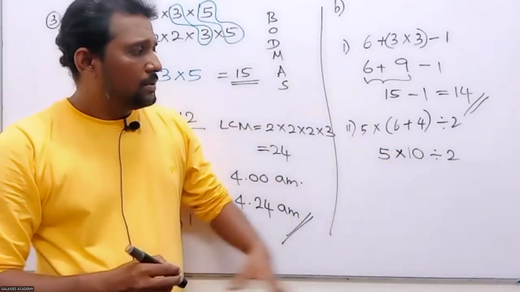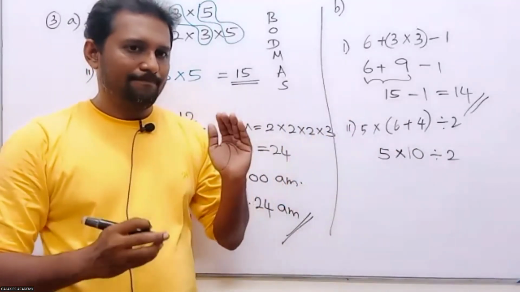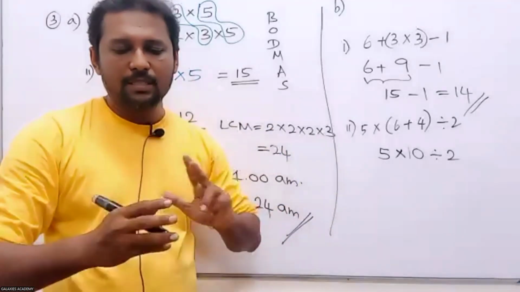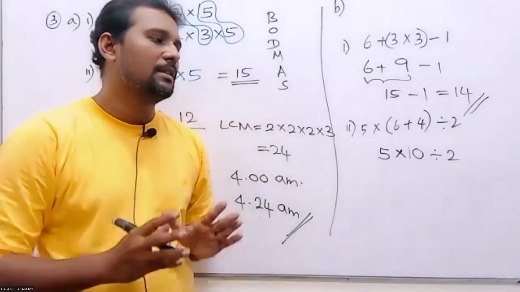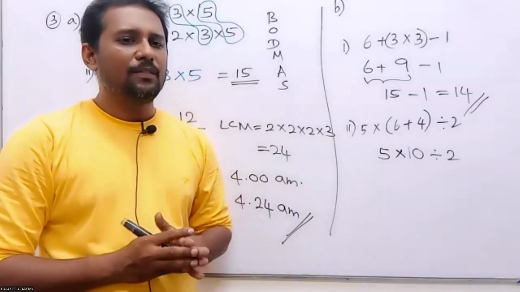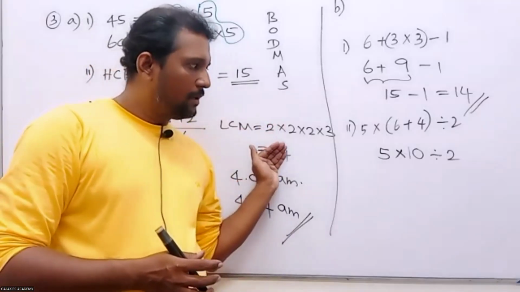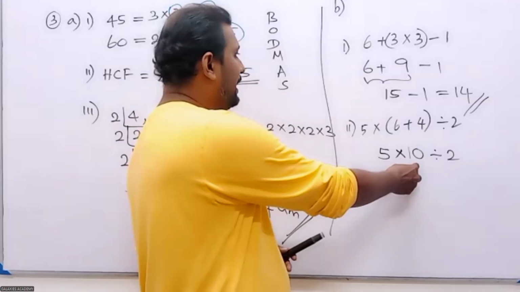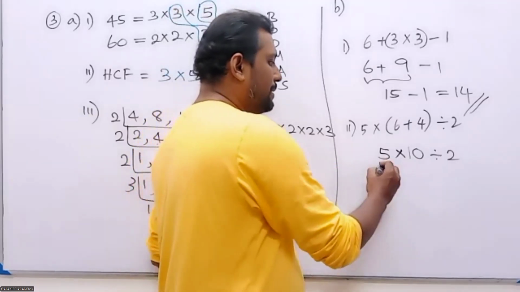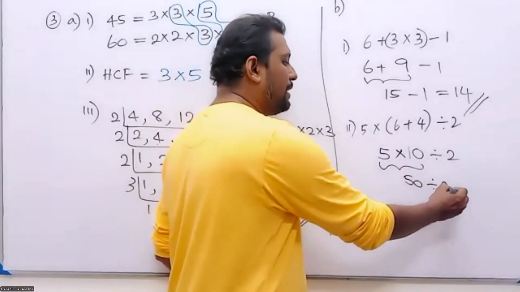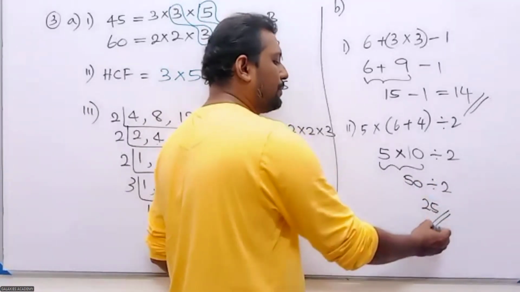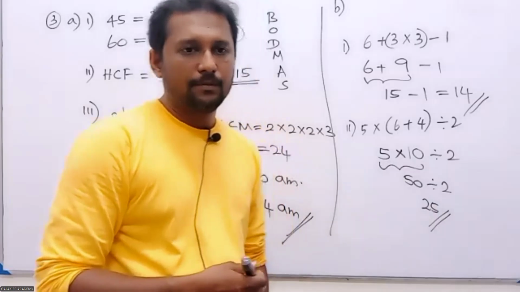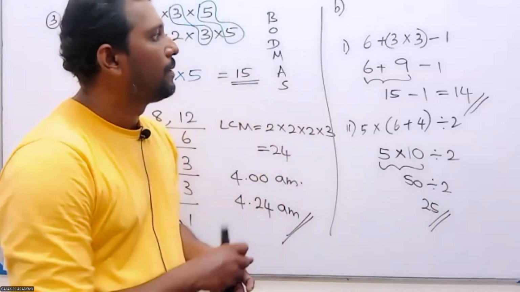Right. Earlier I told you if only containing multiplication and division, multiplication and division signs are the friendly types, right? Friends type. So you have to do left to right. First you have to multiply these two. 5 multiply 10 is 50. Then 50 divide 2 is 25. So what is the answer? 25. Right?